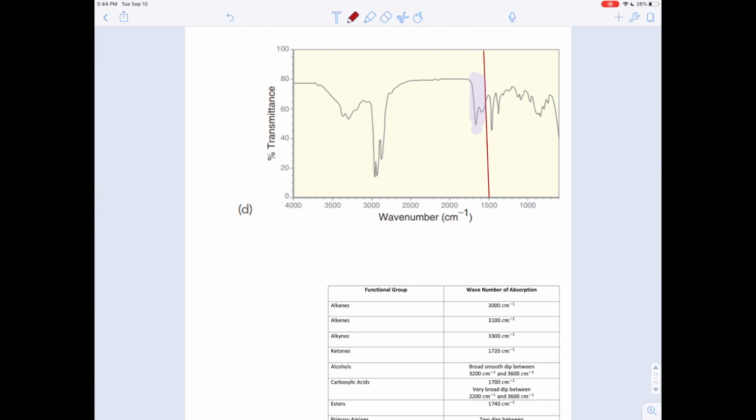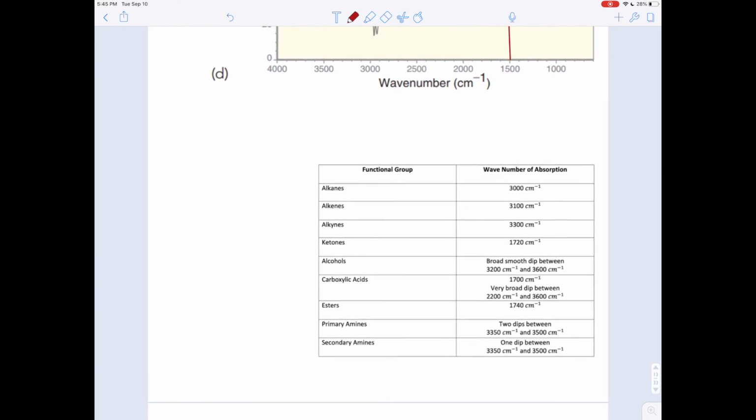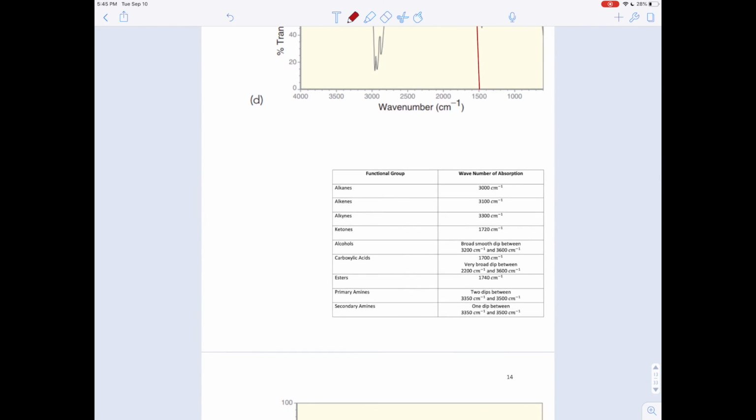It looks like this is between 1600 and 1700. And so it's not going to be a ketone. It wouldn't be a carbon to oxygen double bond. That is either at 1700 at the lowest, maybe a little further in most molecules. So that is going to be a peak that you're not responsible for right now. Not on this table here.